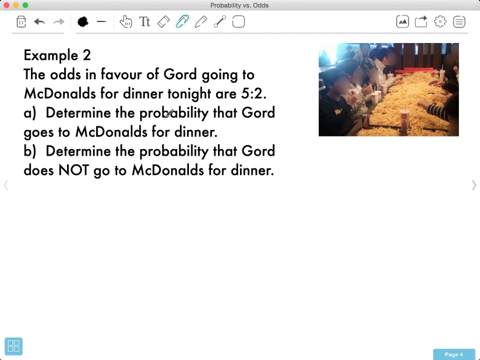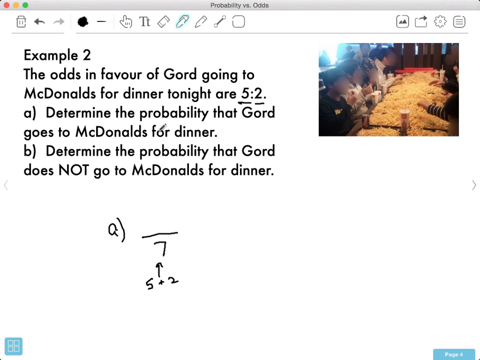Example 2, let's do this the other way around. The odds in favor of Gord going to McDonald's for dinner tonight are 5 to 2. Gord is the person talking right now. For A, determine the probability that Gord goes to McDonald's for dinner. Well, we have 5 successful outcomes where I'm going to go for dinner at McDonald's and 2 outcomes where I am not. So to do A, the total number of outcomes would be 7. It's the 5 good outcomes plus the 2 bad outcomes of not going to McDonald's.